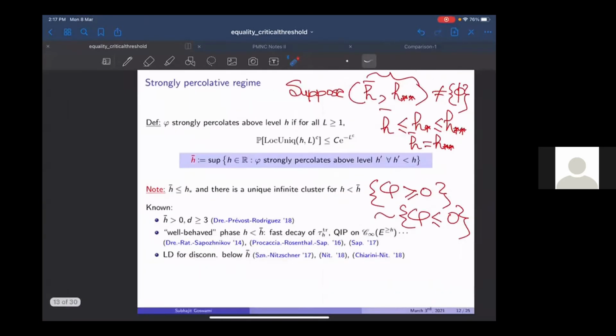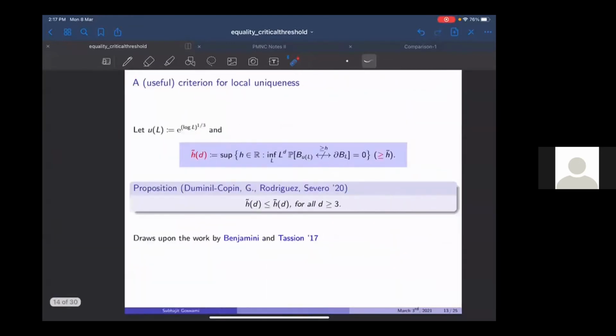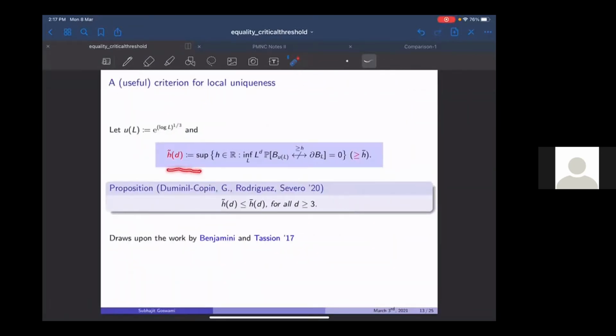So that's why we'd like to obtain a different characterization. To this end, let me present this new threshold, a kind of pseudo version of h bar, the mock version of h bar, which we will later show is actually equal to h bar. That's a matter for the next lecture, hopefully. So what I define here is h tilde. Let me help you parse this. What is it saying? u of L is a subpolynomial number. Forget about this particular choice of log L to the power 1/3 for now. Just keep in mind it's subpolynomial in L. It's very small, very tiny.